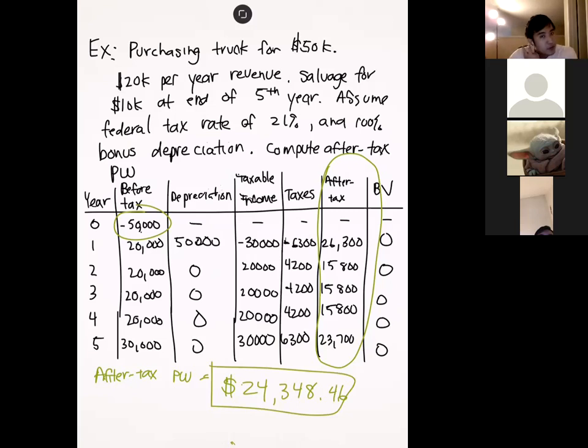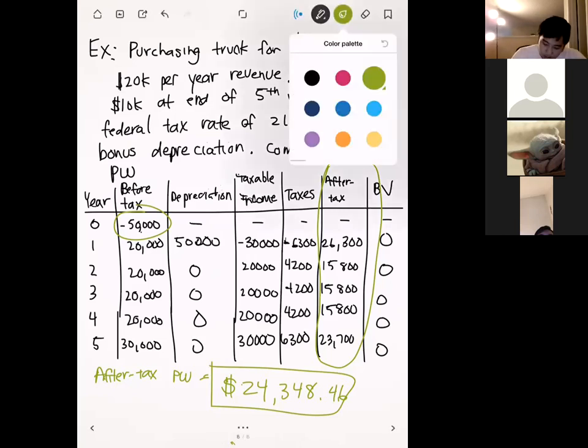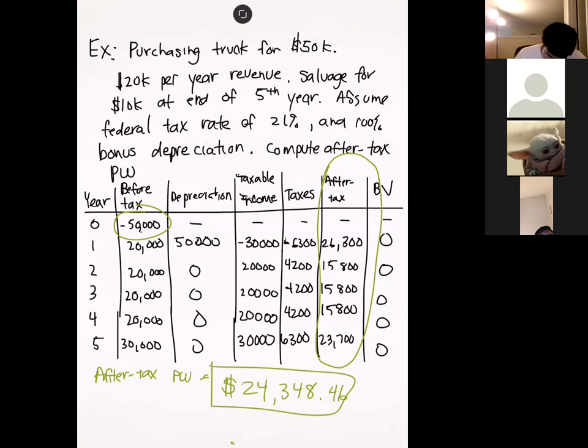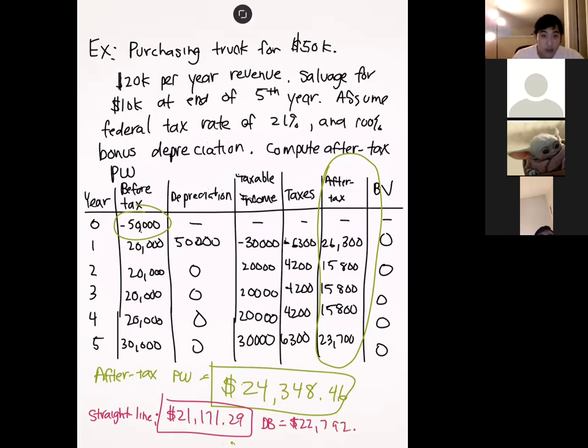Right, and so if you compare this value to our after-tax present worth from straight-line depreciation, let me go ahead and write that. From straight-line depreciation, we got an after-tax present worth of $21,171.29. And for declining balance, we'll call that DB, the after-tax present worth that we got from this was $22,792.47.